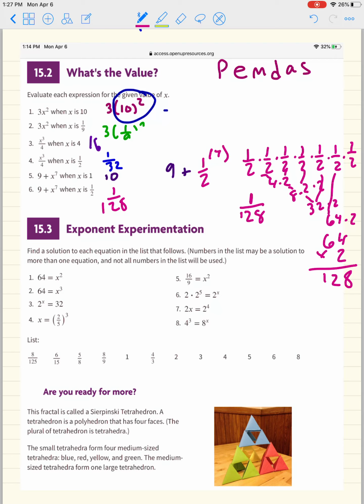So we did 2 times 2, which was 4. That was squared. Then we did 4 times 2. Then we got 8. That was cubed. Then we got 8 times 2, which was 16. And then that was to the 4th power. And then we did 16 times 2 and got 32. That was the 5th power. 32 times 2 was 64. Okay. And then 64 times 2. Good.